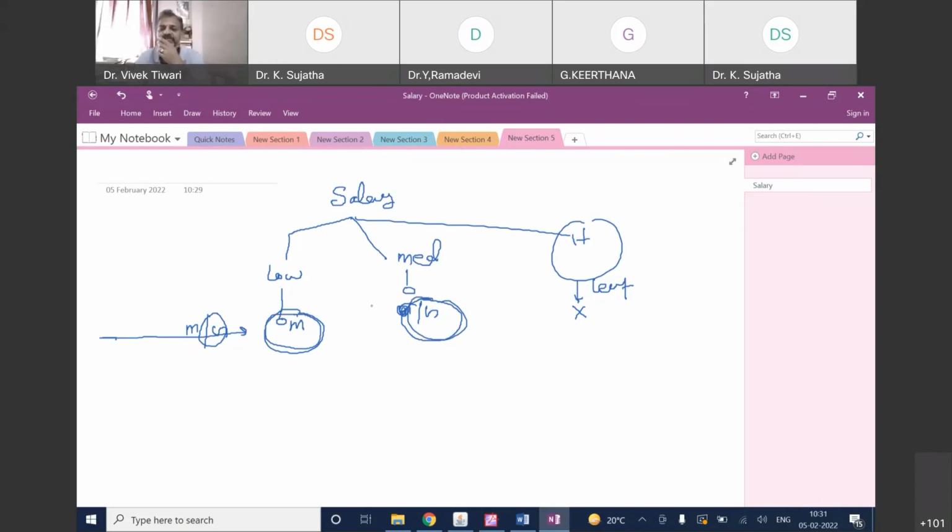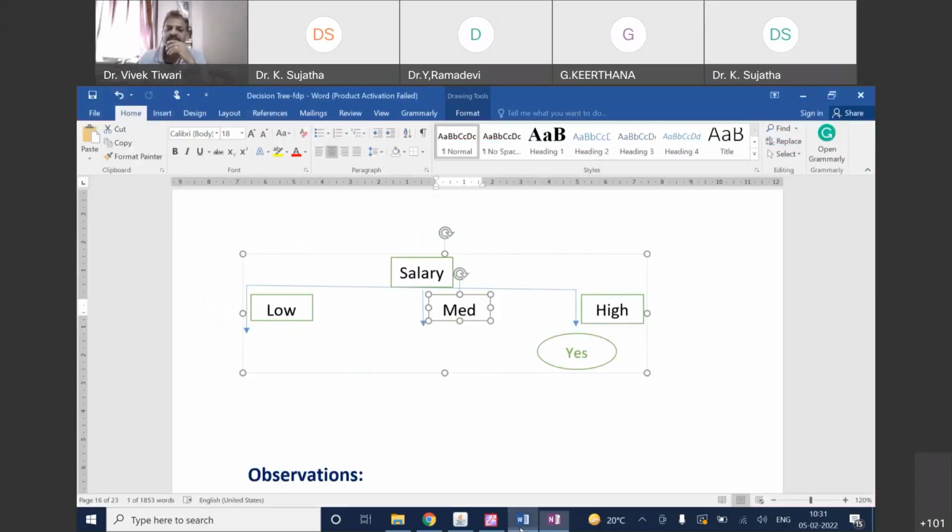The same. Shashi, wait. The question is how you will decide whether the next node under the low will be marital status or gender. Under the medium, what are you going to select, gender or marital status? The same process we have to repeat. That's why I call it the recursive process. Let me demonstrate it for you.